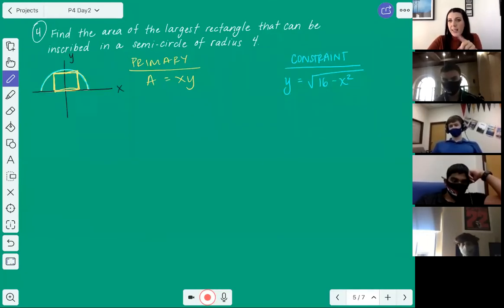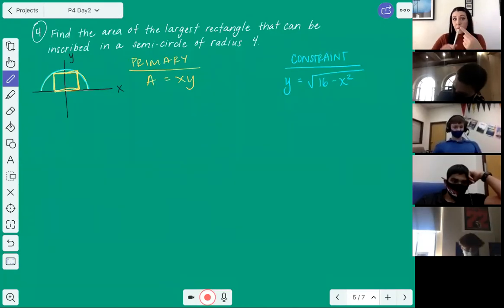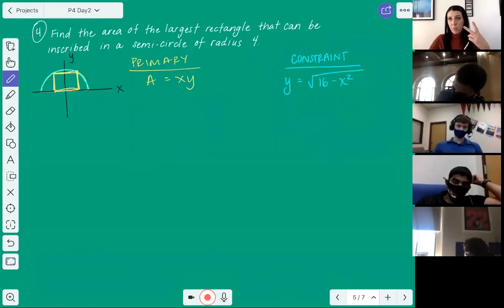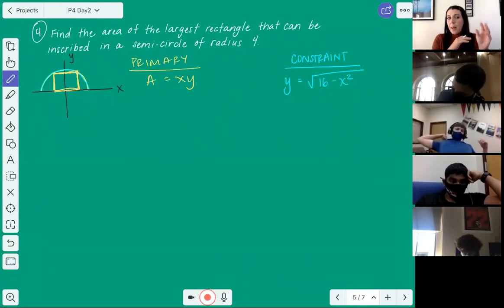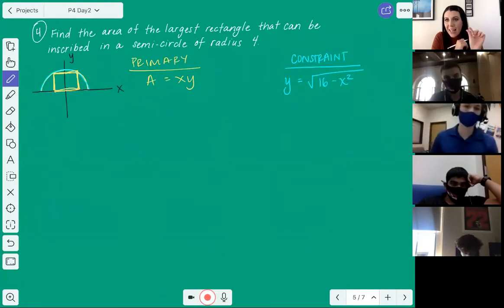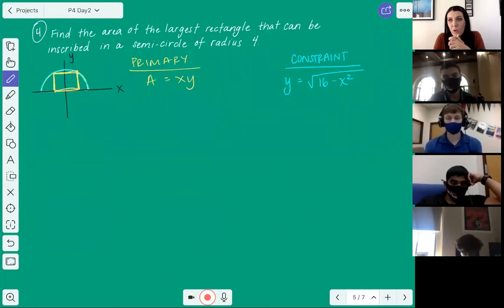At least now I have x's and y's in both equations, right? So at least now, instead of having one half pi r squared or some equation like that, I now have my radius input in my constraint, and I have the equation of the semicircle input in my constraint. And the variables I'm using in my constraint match the variables I'm using in my primary, which is what I want so that I can isolate, substitute in, and then get rid of a variable. Does anyone have any idea why that primary equation is a little bit wrong? It's close, but it's wrong.